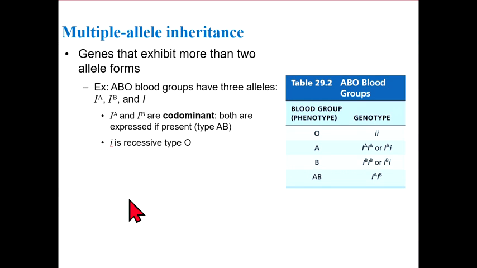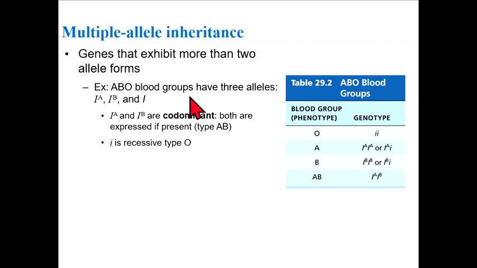In this video, we're going to continue with patterns of inheritance and continue with multiple allele inheritance. So far we've seen two alleles that will give the trait a dominant, a recessive. However, sometimes we need more than the two alleles to express the trait. And an example of that, this multiple allele inheritance, is the ABO blood groups.